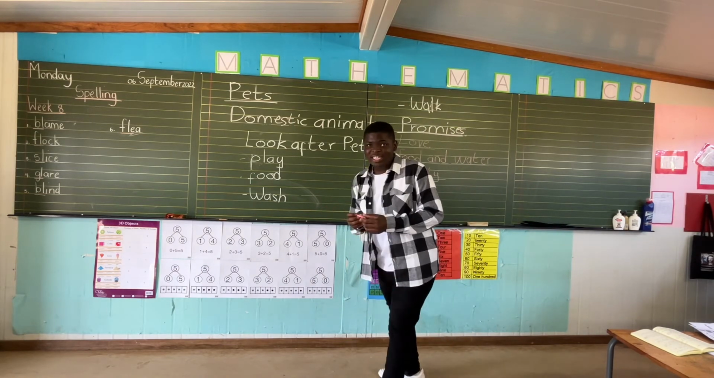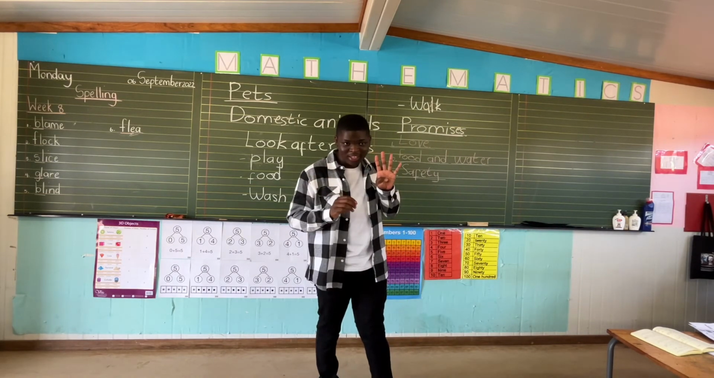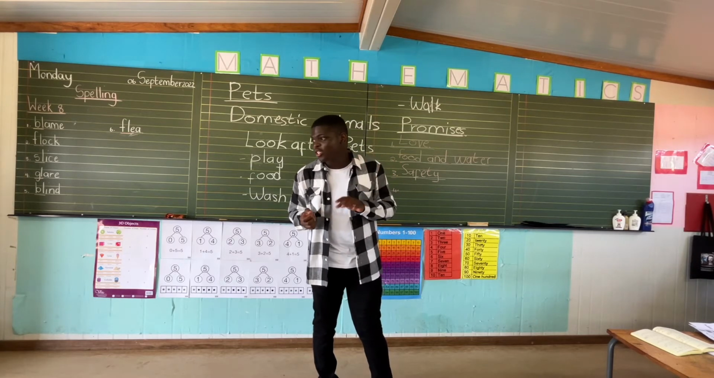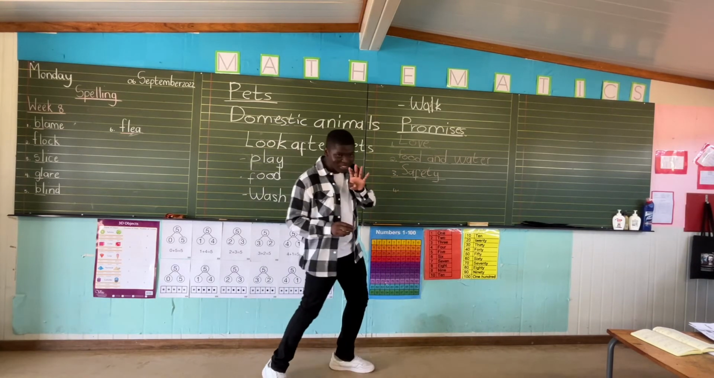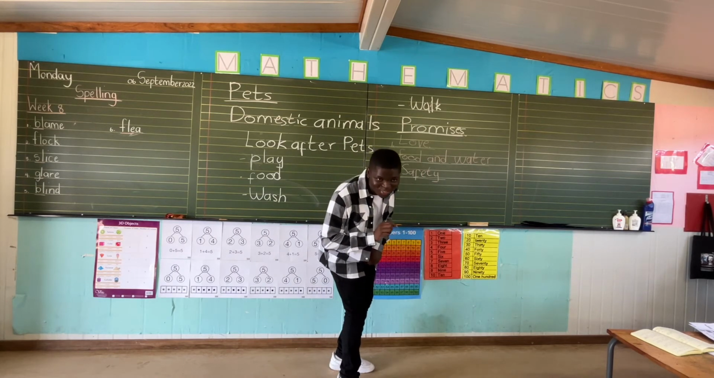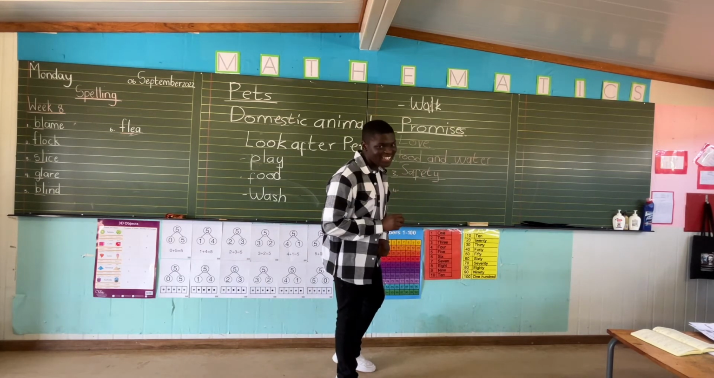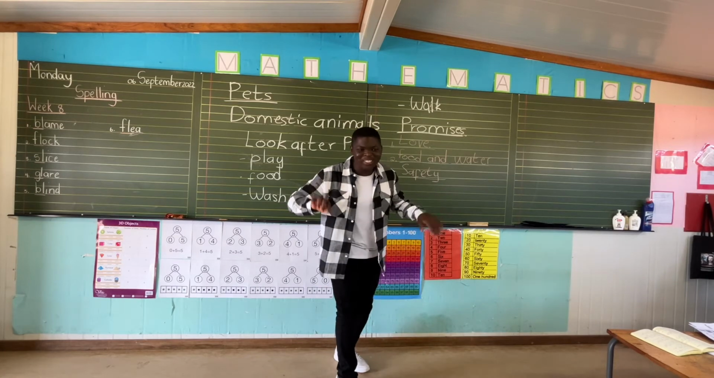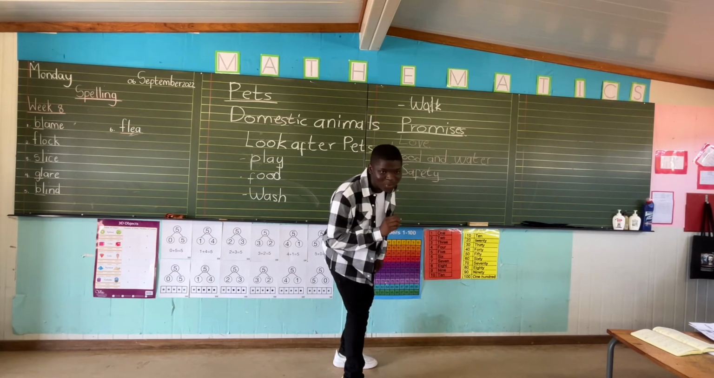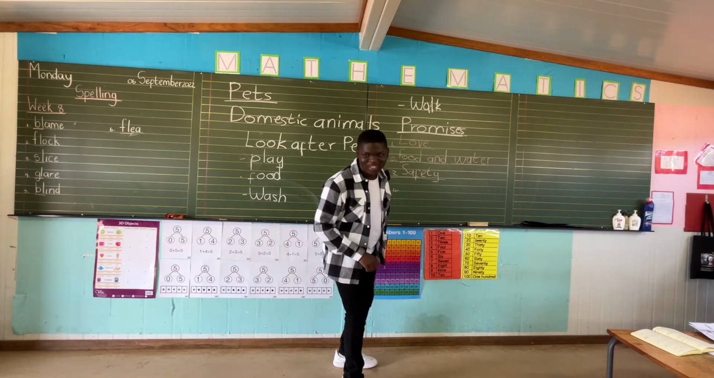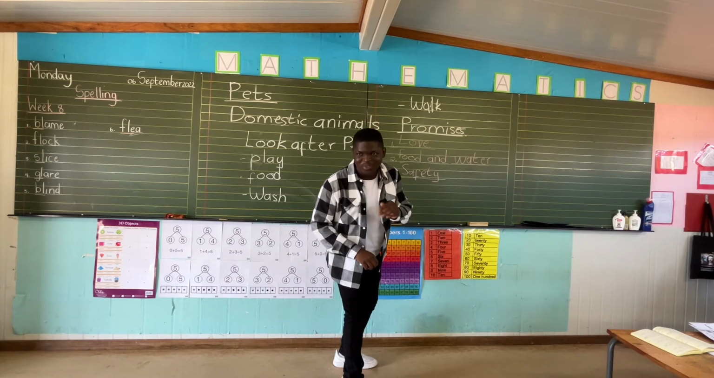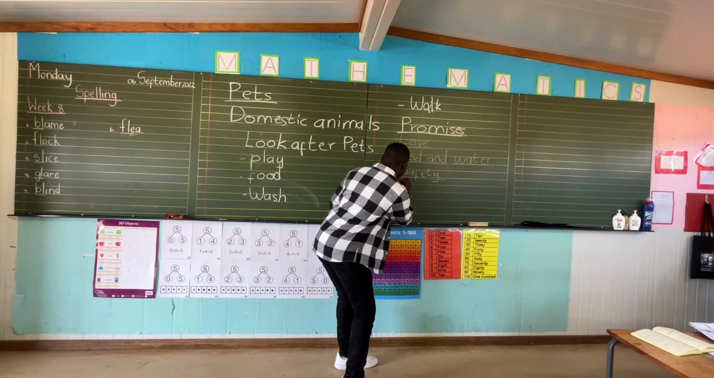So now let's go to our fourth promise. So now we're going to promise for our fourth secret. It's our secret for now. When we go out, we tell them. So you need to give your pet a home.